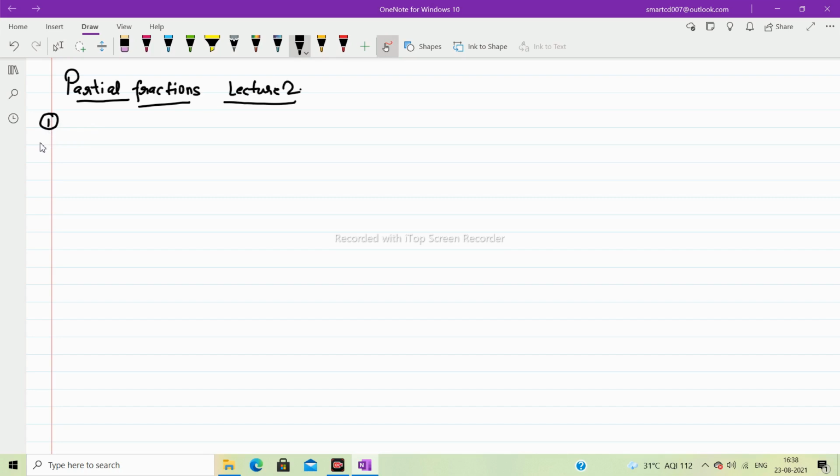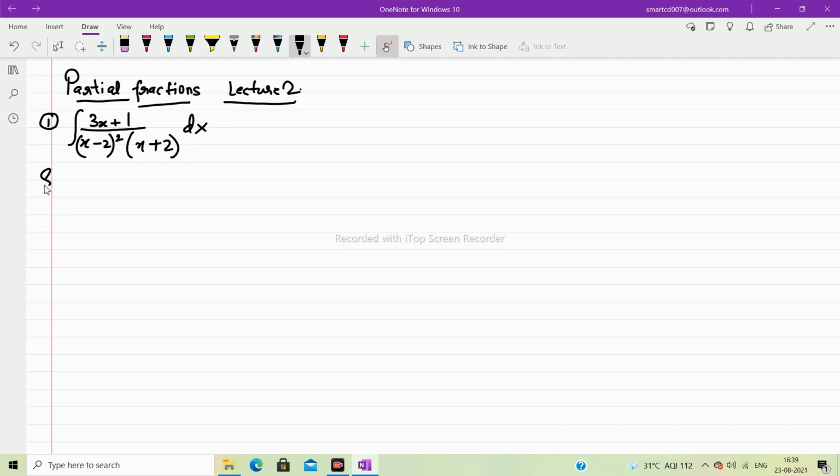So let's continue with the problems based on partial fractions from integration. Let's try this question. It's the integration of (3x + 1) upon (x - 2) the whole square into (x + 2) dx.